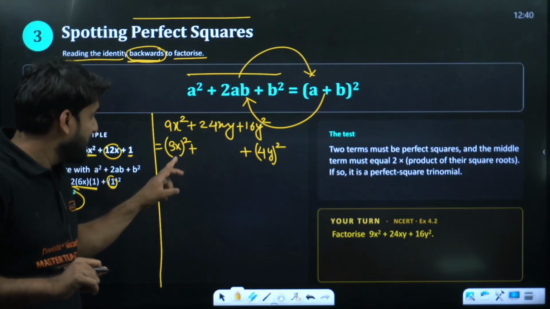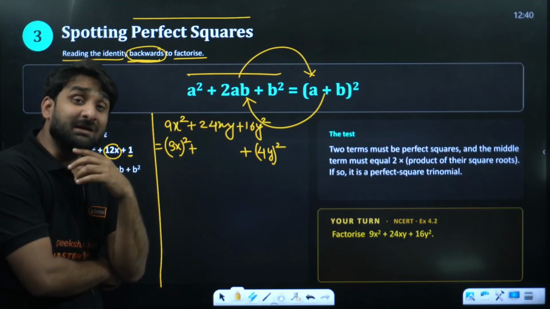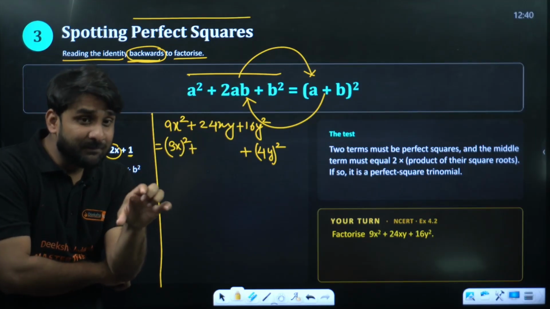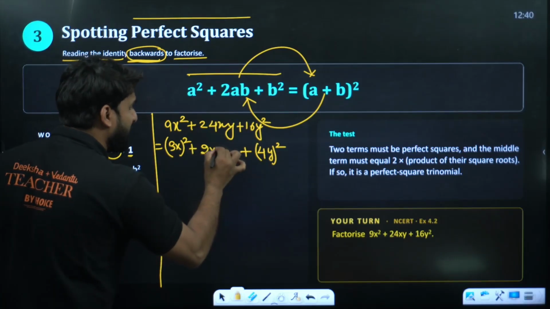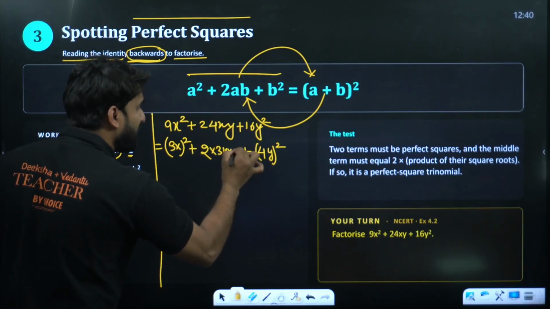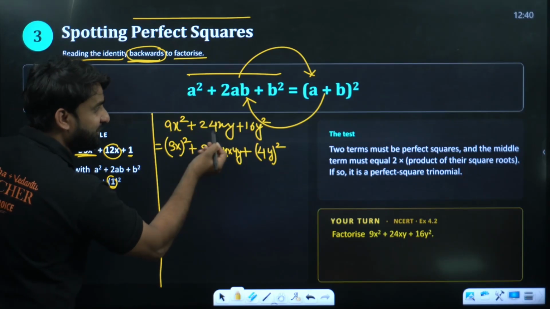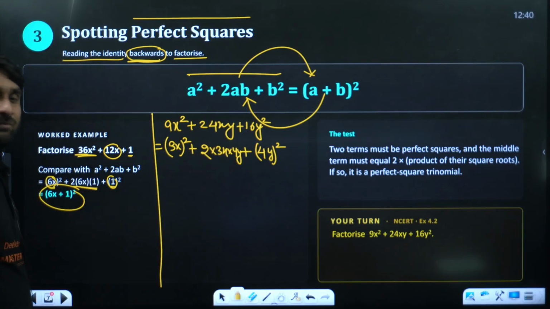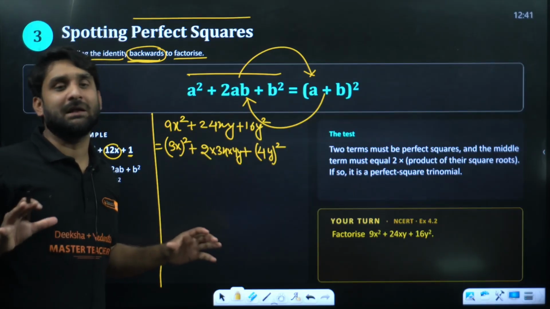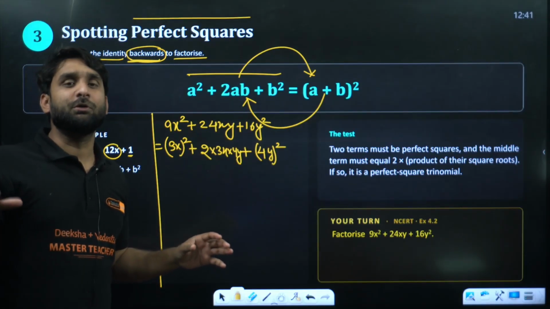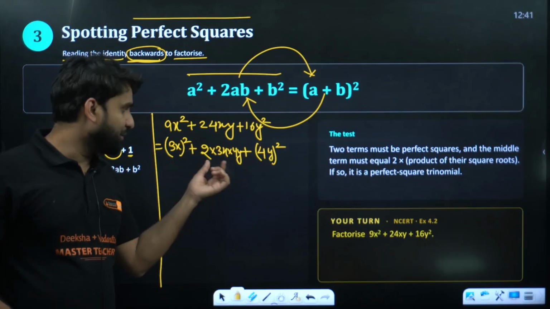Let me show you. Now look, this is a square and this is b square. So the middle term should be 2ab. So you can directly write 2a will become 3x and b will become 4y. Now check this, multiply. 2 threes are 6 and 6 fours are 24. Oh my god, the same is coming here. So if you write the first and third term, the central term will automatically come. You don't need to put your effort and energy into that. That will automatically reflect there.